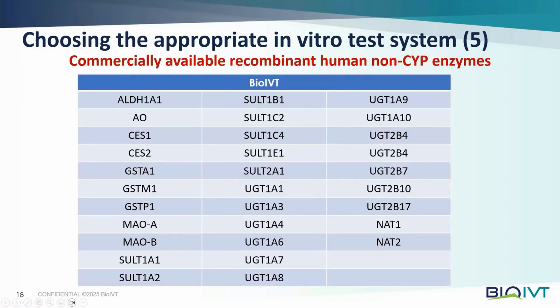So commercially available enzymes that we have at BioIVT, and there are also some other companies that may have a few others, but we have aldehyde dehydrogenases along with aldehyde oxidase, carboxylesterases, some of the GSTs, MAOs, and then most of the sulfotransferases and UGTs you could want, especially including UGT 2B10 and 2B17, which I'll cover a little bit later.